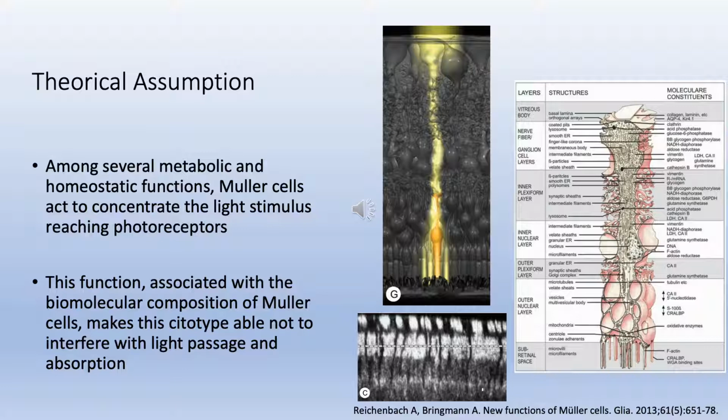The theoretical assumption for the in vivo detection of Müller cells is based on their peculiar function of concentrating the light stimulus reaching the photoreceptors. This function, associated with the biomolecular composition of Müller cells, makes this cytotype able not to interfere with light passage and absorption. For all these reasons, Müller cells are assumed to be hyperreflective on OCT scans.